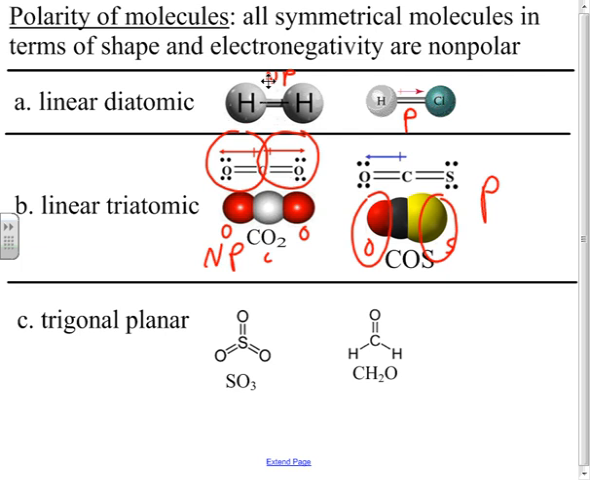Same for the trigonal planar. Here we have a molecule that is symmetrical in terms of both shape and electronegativity. All the peripheral atoms are oxygen. All have the same electronegativity, and the whole molecule then is going to be nonpolar. For the other molecule I have shown here, the oxygen is highly electronegative. That's going to make the electrons for the molecule shift towards that side, and that is going to be a polar molecule because it is asymmetrical in terms of electronegativity, even though it is symmetrical in terms of shape.